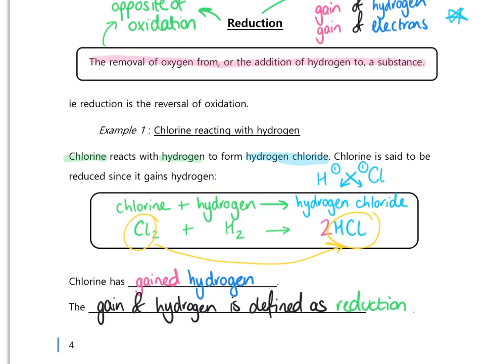So again, if you're explaining why this is reduction, you have to say, well, what is happening first of all? What is gaining hydrogen or losing oxygen, for example? And say that that is then defined as reduction. So just exactly the same format as the sentences we wrote for oxidation.